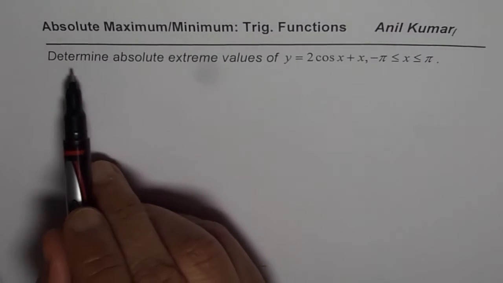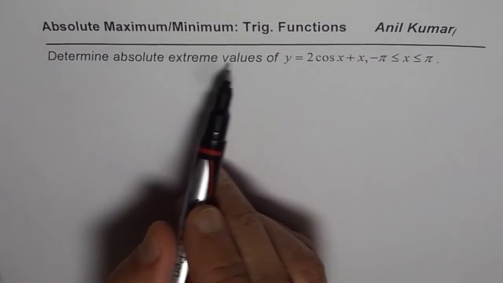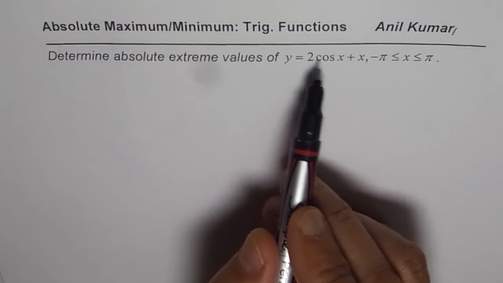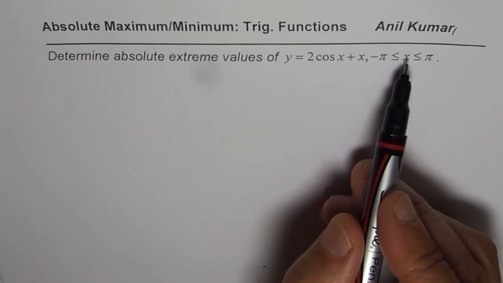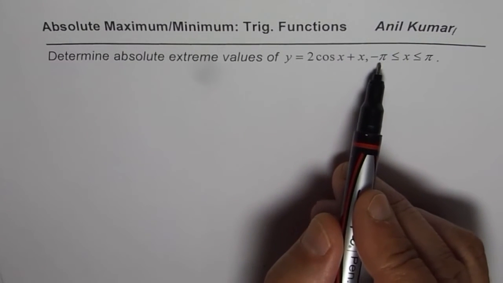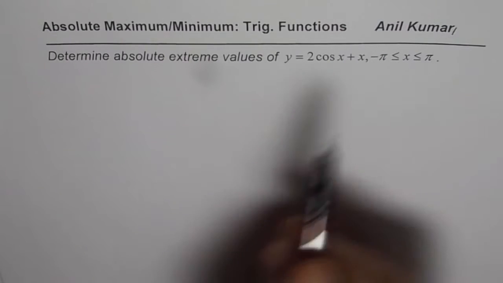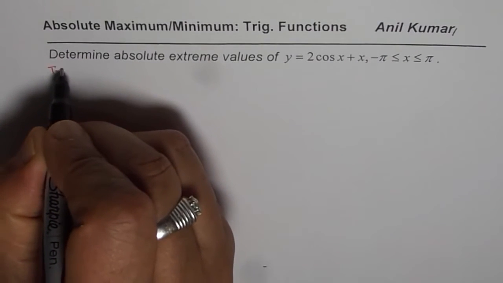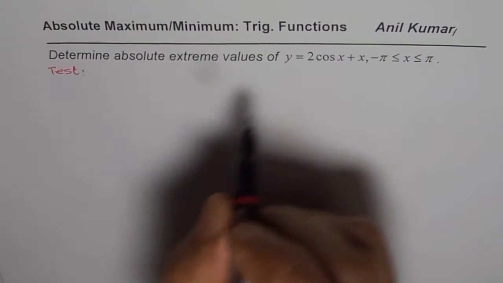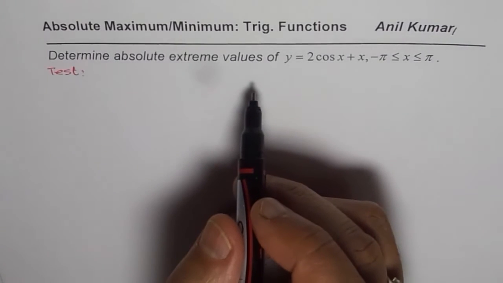You need to determine the absolute extreme values of y equals 2 cos x plus x, where x is greater than or equal to minus pi and less than or equal to pi, right? So treat it as a test. I would like you to pause the video, copy the question, and then solve.